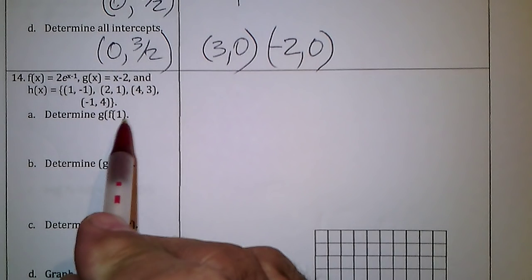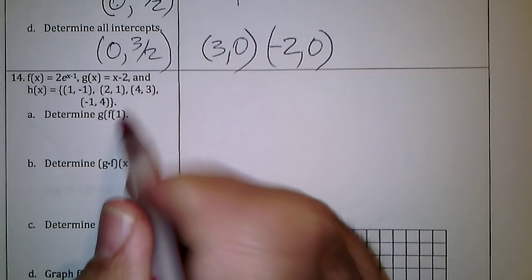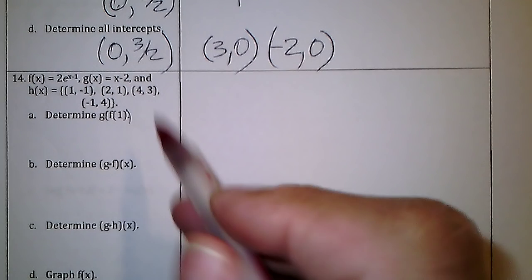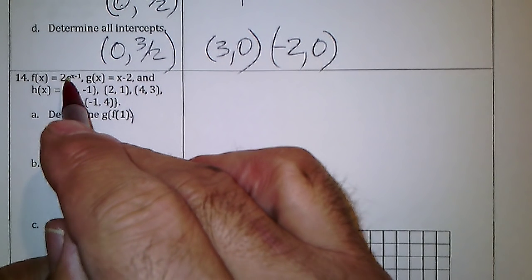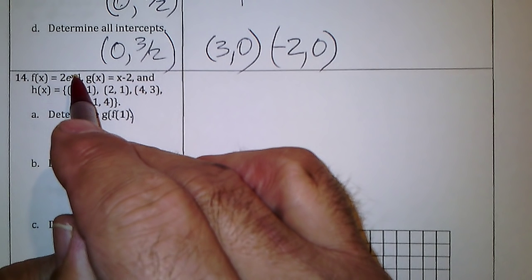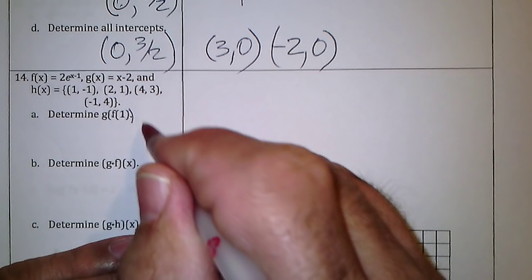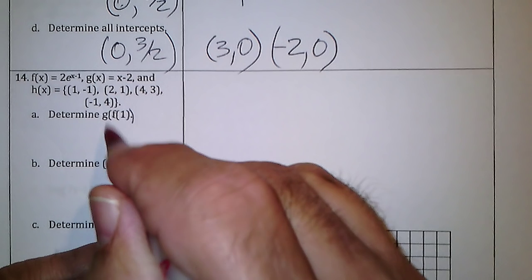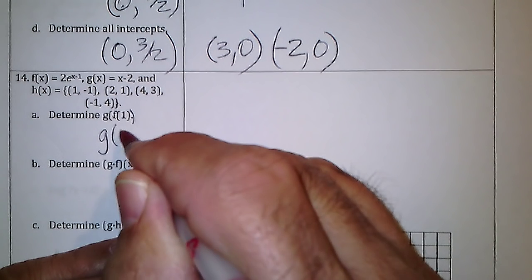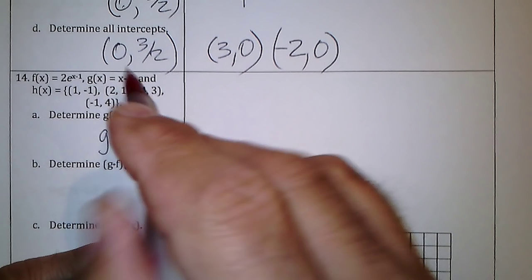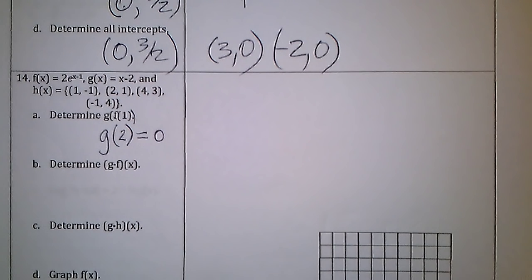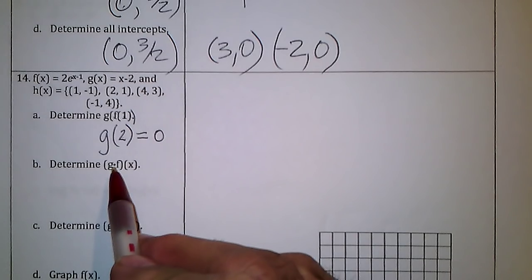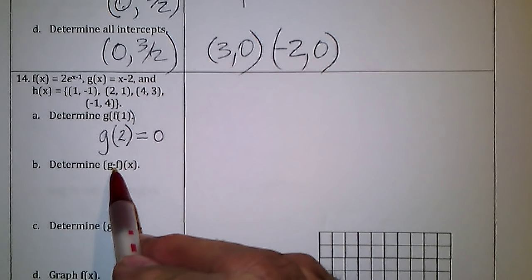All right, this says, and there's a missing parenthesis there, it says put 1 into f. So 1 minus 1 is 0, e to the 0 is 1, 2 times 1 is 2. So we're going to have to do g of 2, and so 2 minus 2 is 0. This is a composite. It's an open circle in there. You can see a little bit of daylight in here.